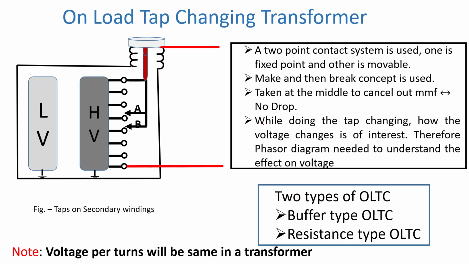This is taken at the middle point, I will show you. And while doing the tap changing, how the voltage changes is of interest. This voltage changes in a fashion that looks like a flag. That is why these diagrams are called flag diagrams. Therefore, the phasor diagram needs to be understood. There are two types of OLTC: one is the buffer type OLTC and the other is the resistance type OLTC. In a transformer, please note that voltage per turn will always be the same, irrespective of primary or secondary. Voltage for one turn is constant.